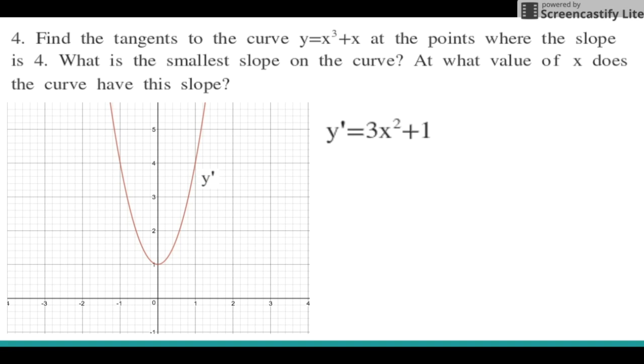You can see the graph of the derivative. The smallest value of the slope in this case will be the minimum, or the vertex, of the parabola. With this particular parabola, the vertex occurs when x is 0 and y is 1. So at that point, y prime, or the plotting of our slopes, is 1. Therefore, the value of x at which the curve has the smallest slope of 1 is 0. That answers both the second and the third question, and those are common problems surrounding tangent lines.